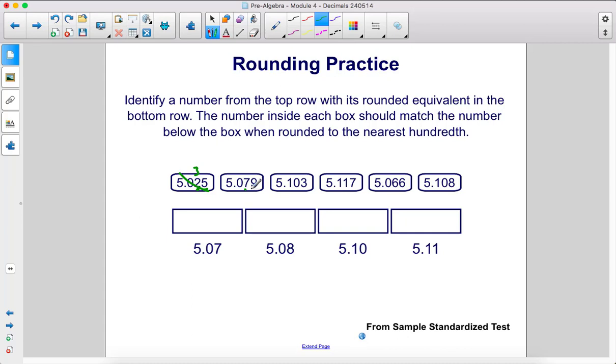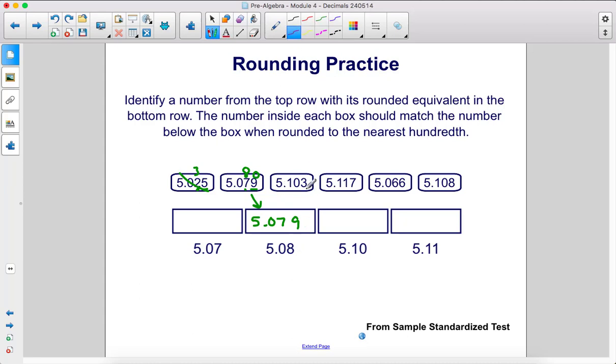Here, that's the hundredth, that's what we look at. Yes, this will round that up to an 8. This becomes a 0. This is 5.08. So this number, 5.079, is going to end up in this box because this number rounded to the nearest hundredth equals 5.08.